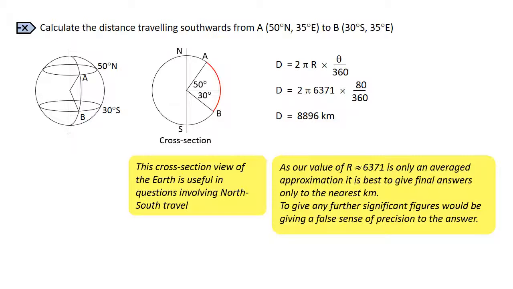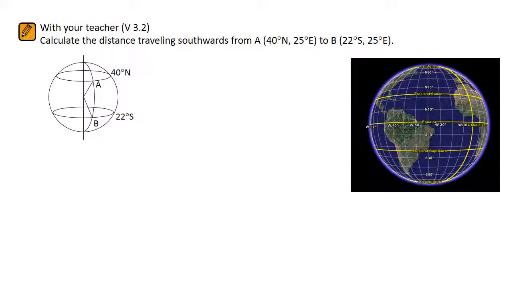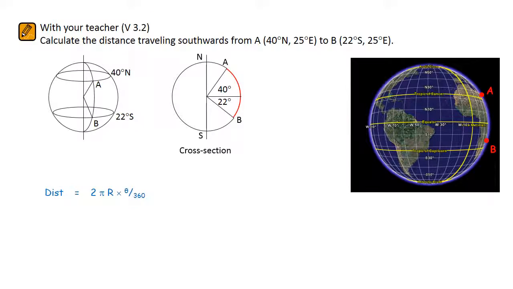Let's work some more examples. In this example, we are to calculate the distance between two places on the same longitude, one at 40 degrees north and the other at 22 degrees south of the equator. So we draw a cross-section diagram of the Earth and position A and B appropriately. A is 40 degrees north and B 22 degrees south of the equator. This is the formula, and theta is the total angle travelled through. So it will be 40 degrees plus 22 degrees, that is 62 degrees. Put the information into the formula. The radius of the Earth is 6371 and we can calculate the distance in kilometres.